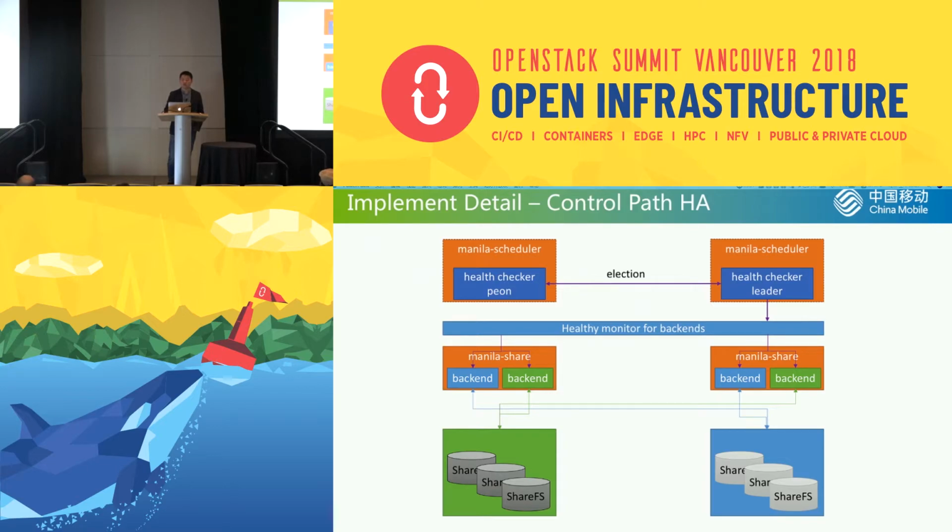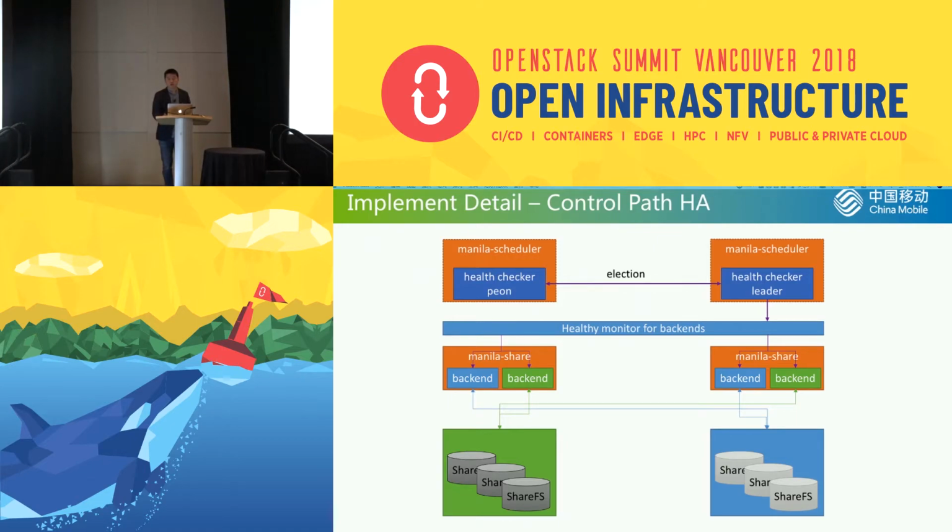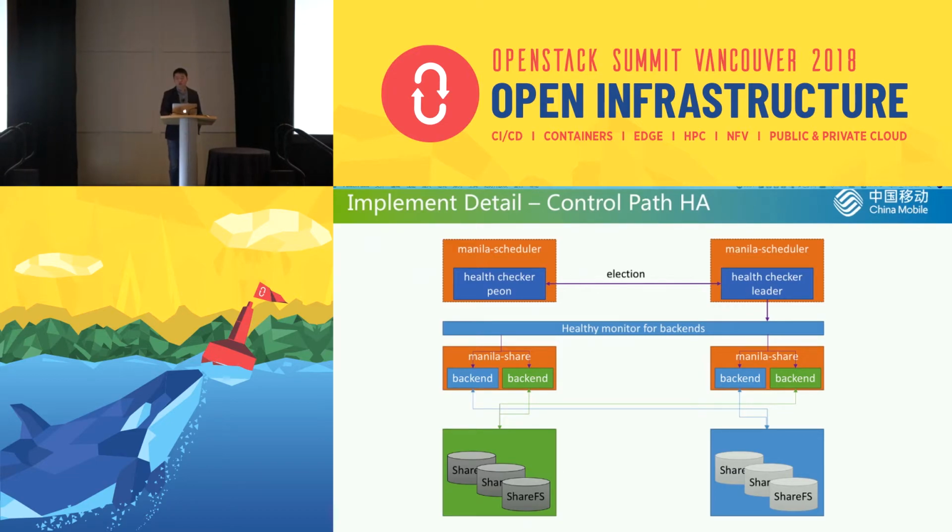In this architecture, the health checker, which is the leader, always monitors the Manila share services status. When one of the share services is down or removed, the health checker will do a migration of the controller relations. The shares that went into uncontrollable state will be immediately taken over by the other serving share services. This makes sure all the shares are always under control, making the share services truly highly available.